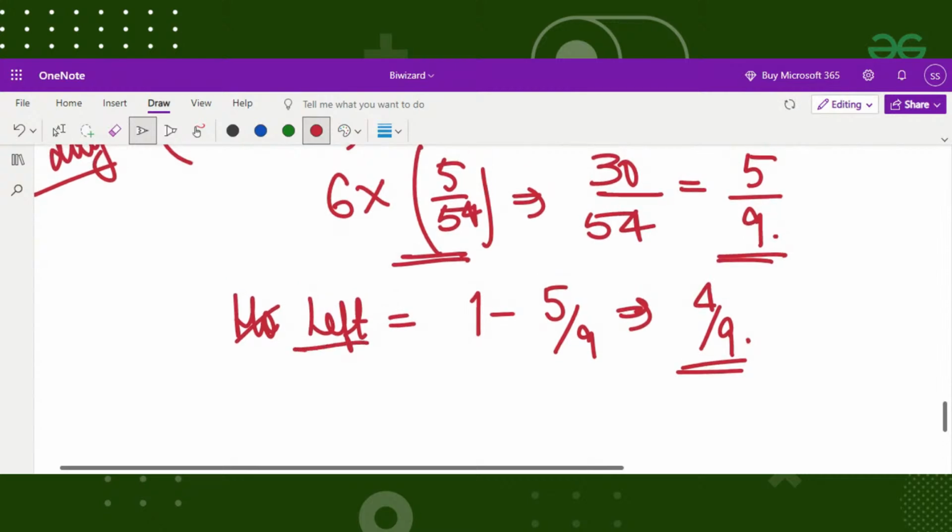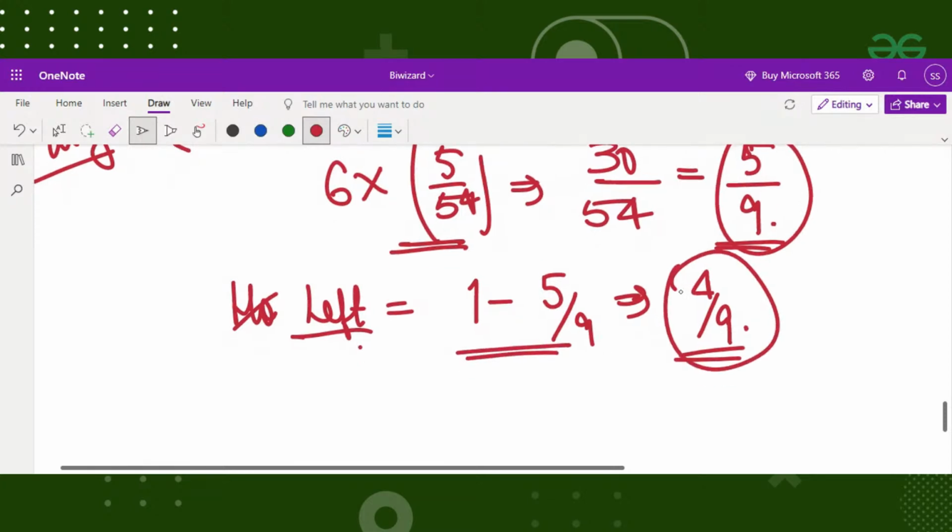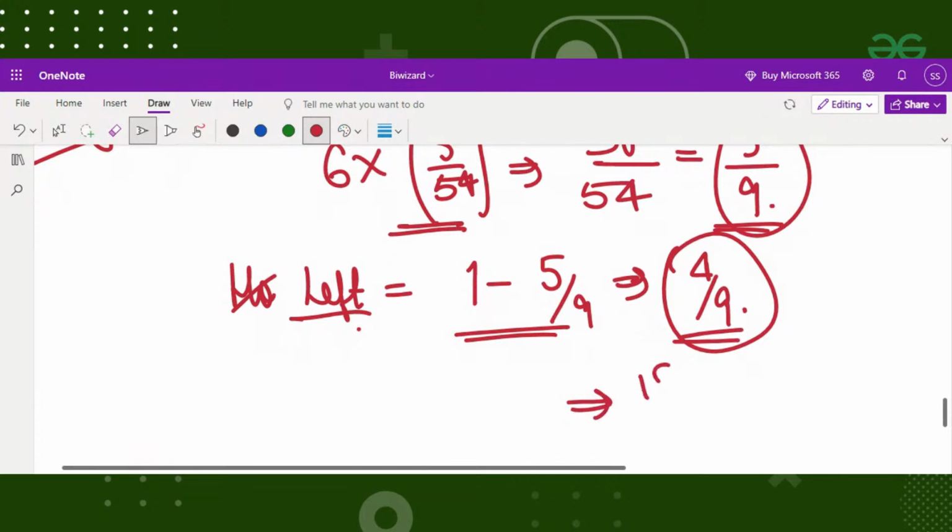Cool. Now, how much work is left? If they're completing 5 by 9, then how much work is left? That is 1 minus 5 by 9, that is 4 by 9. Okay. So now what does 4 by 9 mean? If you look at the options, the correct option is 12 by 27. It will reduce to 4 by 9. So that is the correct option to the question.